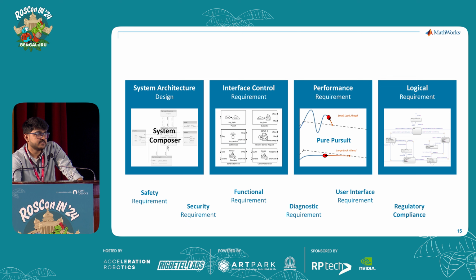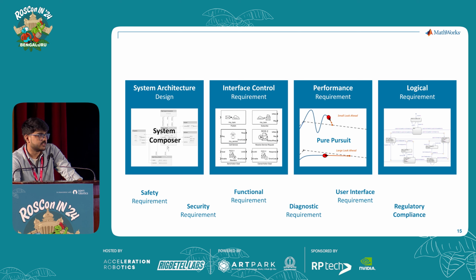Once you fix the requirements, you can always design the architectural design in the System Composer. Once you have the designs ready, you can map your requirements directly onto the blocks. Requirements like interface control requirements, which ensure that there is a seamless flow of communication between publisher and subscriber. Then you can map your performance requirements to ensure that your algorithms meet the expected speed and accuracy. Then you can also add the logic requirements for the decision-making process.